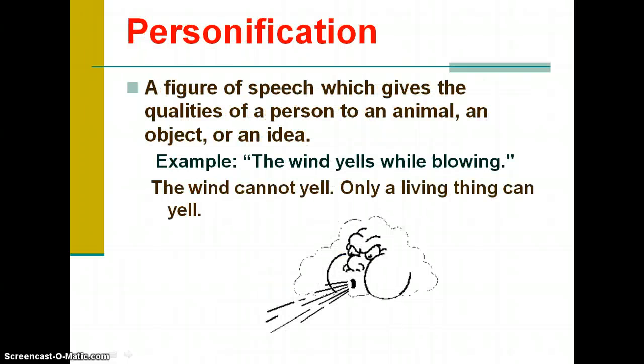Let's talk about personification. It's a type of figurative language or figure of speech that gives the qualities of a person to an animal, an object, or an idea. If you'll look at the word personification, you see person located in the word. So it's giving human qualities to something that's not human. For instance, the wind yells while blowing. Wind cannot yell. Only a living thing can yell. So we've given the wind the qualities of a human.